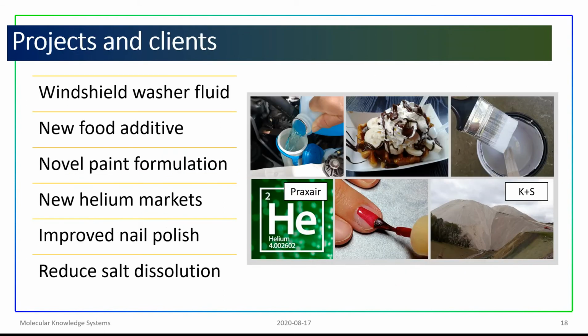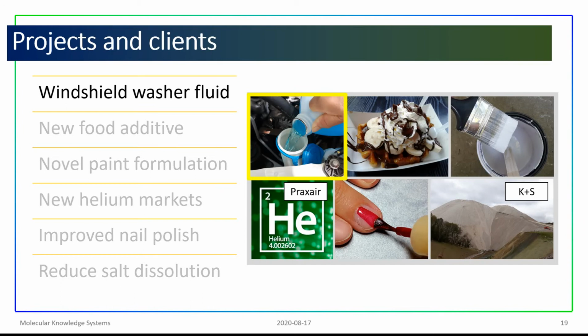For example, some of the open innovation projects we have worked on over the years include designing a new windshield washer fluid for a major automotive company, designing a food additive for a food ingredients company, designing a new paint formulation for a major coatings manufacturer, identifying new markets for helium for the Praxair Corporation, investigating the development of a new type of nail polish for a major cosmetics company, and identifying a specialty polymer to be used to prevent the dissolution of salt from a sodium chloride tailings pile for the K+S Corporation.